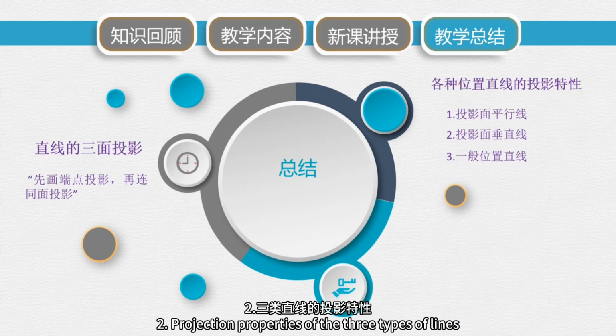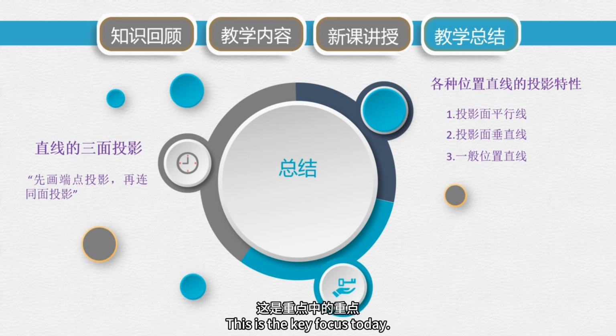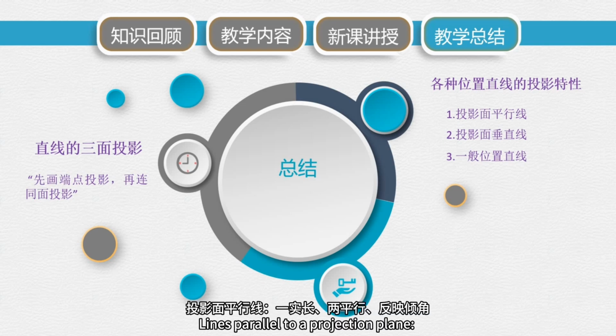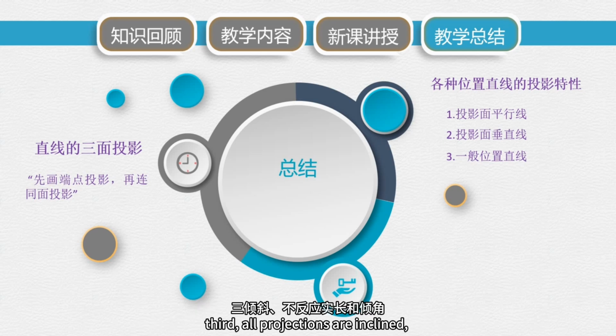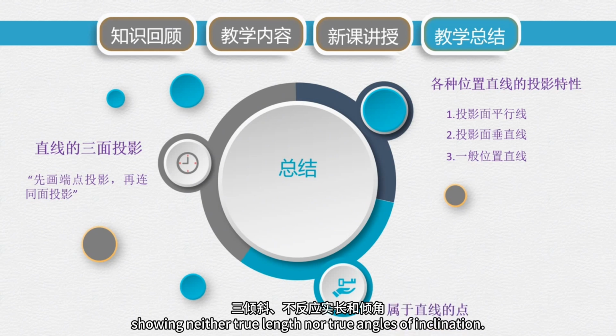Second, projection properties of the three types of lines. This is the key focus today. Please refer to the table below and use the slides to tell them apart. Lines parallel to a projection plane: first, true length; second, parallel projections, and the inclination is shown as a true angle. Lines perpendicular to a projection plane: first, concentrated projection; second, true length views, each perpendicular to its corresponding projection axis. General position lines: all projections are inclined, showing neither true length nor true angles of inclination.